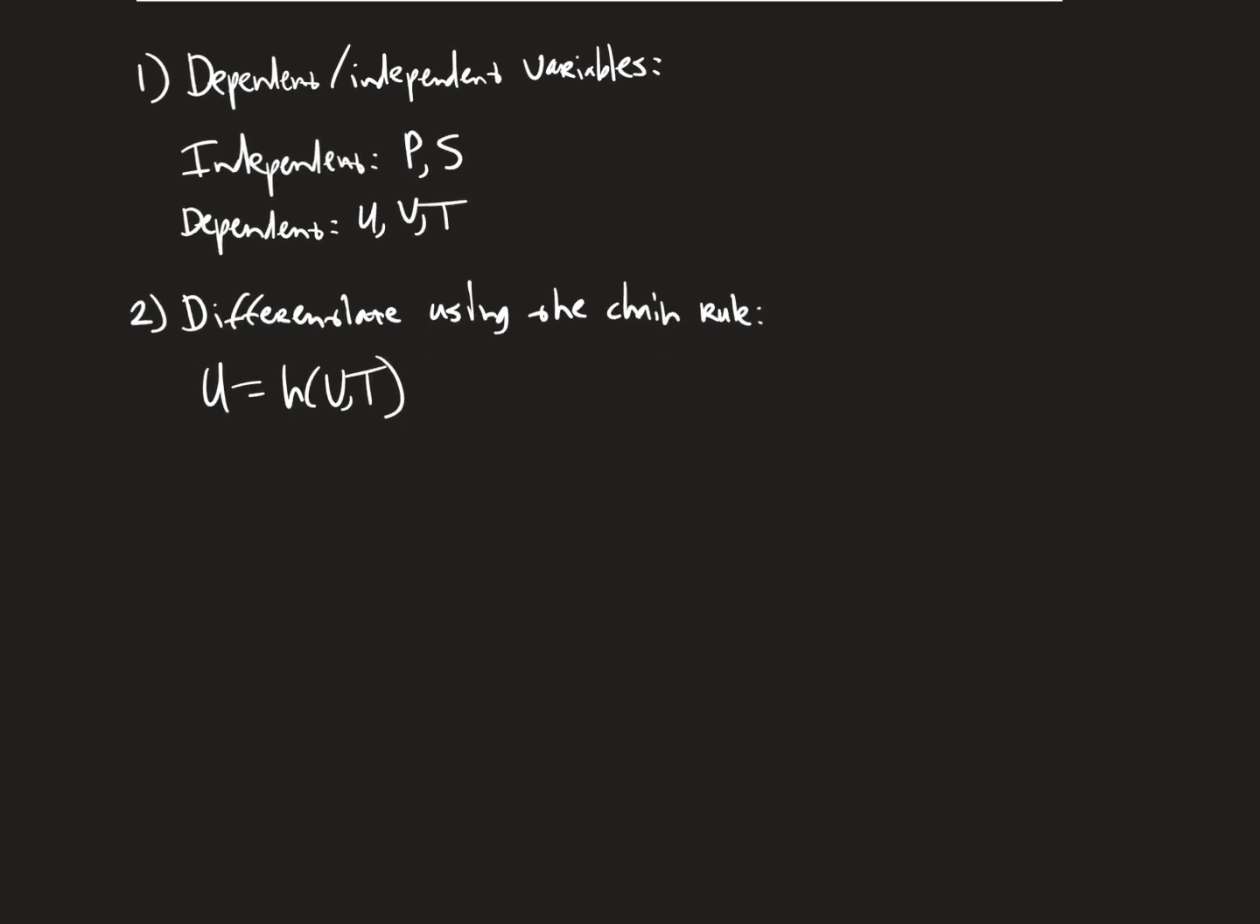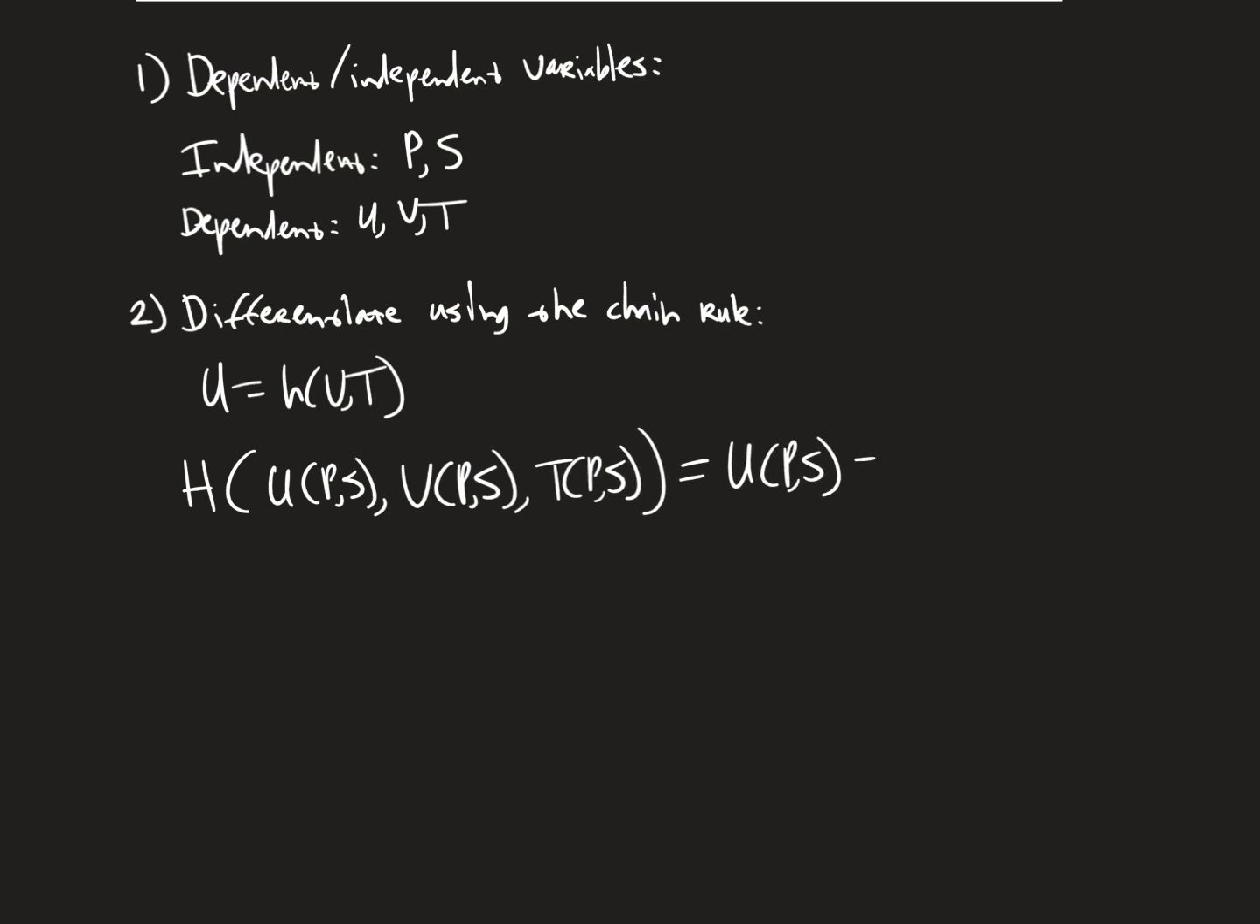And since P and S are our independent variables, we know that the variables U, V, and T will depend on P and S. So we define a function capital H, which depends on U, which depends on P and S, V, which depends on P and S, and T, which depends on P and S. And this function capital H is equal to U, which depends on P and S, minus this h, which depends on V, which depends on P and S, and T, which depends also on P and S.